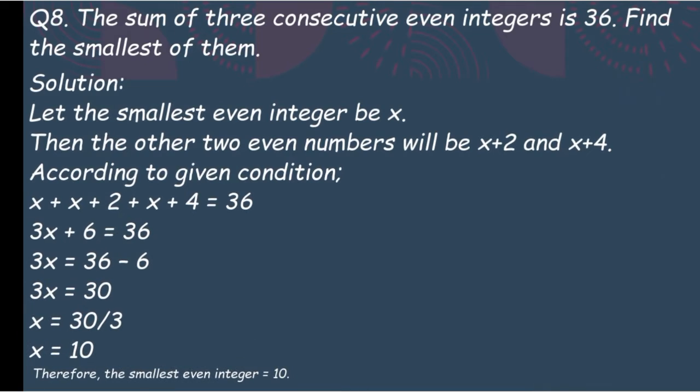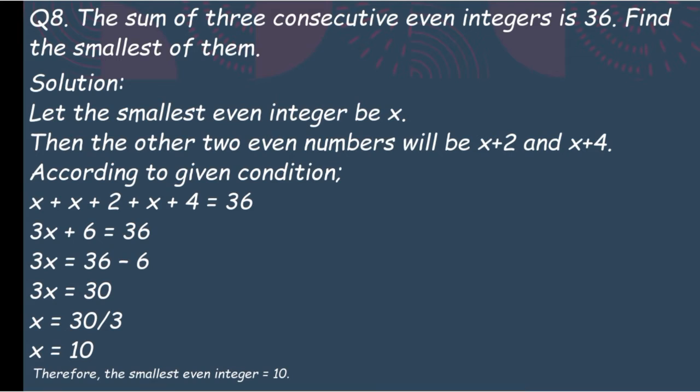Question number 8: the sum of three consecutive even integers is 36. Find the smallest of them. First we have to suppose those three even integers, and we all know that there is a difference of 2 between even integers. So I've written: let the smallest even integer be x. Then of course the other two even integers will be x plus 2 and x plus 4, because there is a difference of 2 between even numbers.